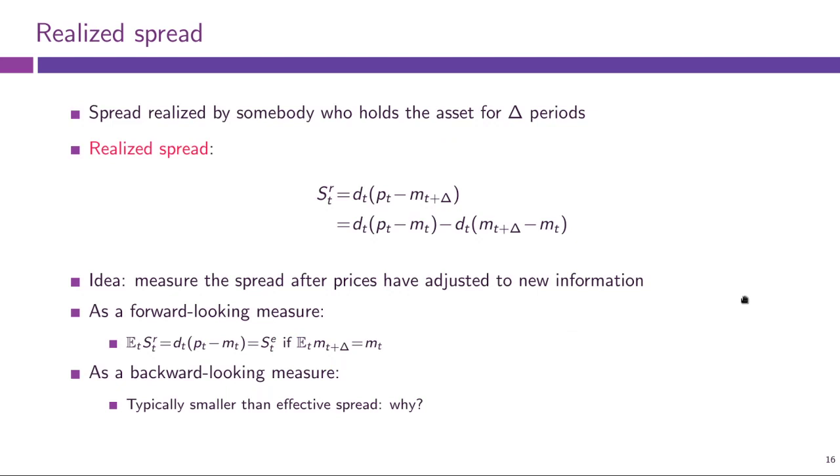The third and final price measure is given by the realized spread, and it captures the trading cost, not the trading cost per se, but it measures the cost of taking a given position in the asset. So it is a spread realized by somebody who holds the asset for some number of periods. And we calculate this in a way that's very similar to the effective spread, except we use the mid quote with a delay. So instead of MT, we use MT plus delta.